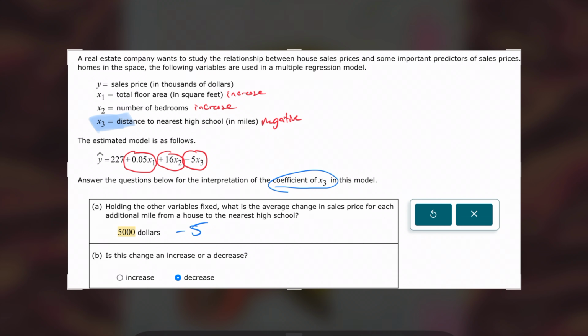But you have to be careful on this, because the sales price is in thousands of dollars. So my answer is actually negative, or the average change, so I just write 5,000. It's actually 5,000 because this is how much it's changing, because it's asking for thousands of dollars. So make sure you pay attention to that. It does not do that every problem, okay? So you got to watch that. And is this change an increase or a decrease? It is a decrease because it's negative.